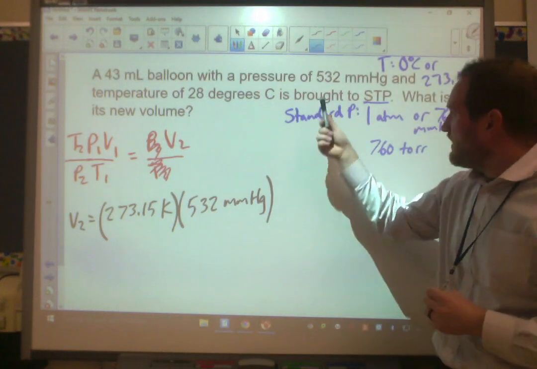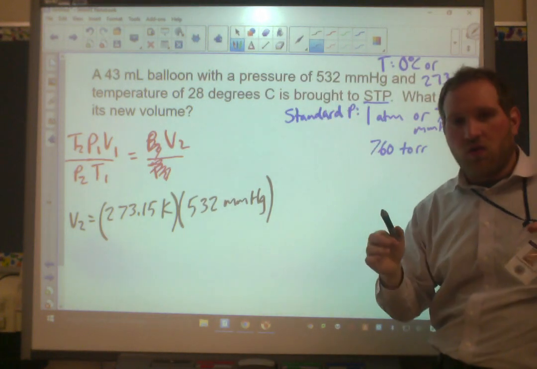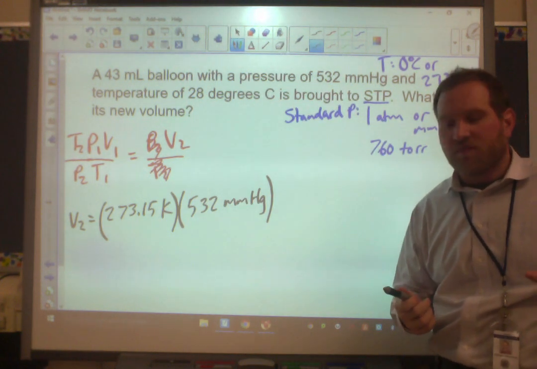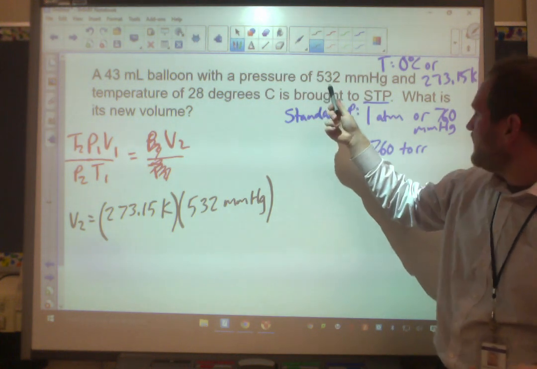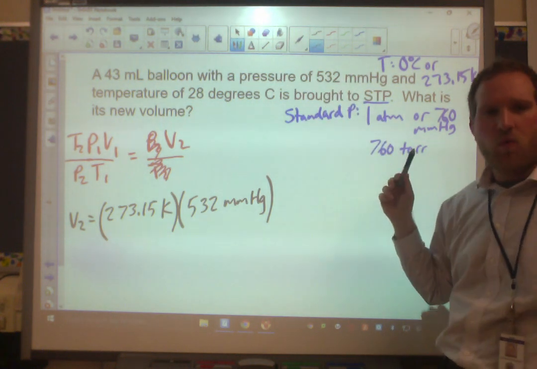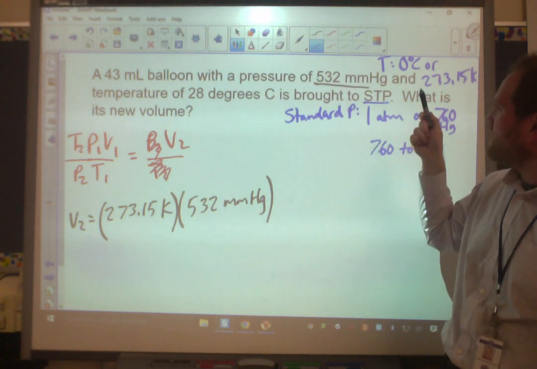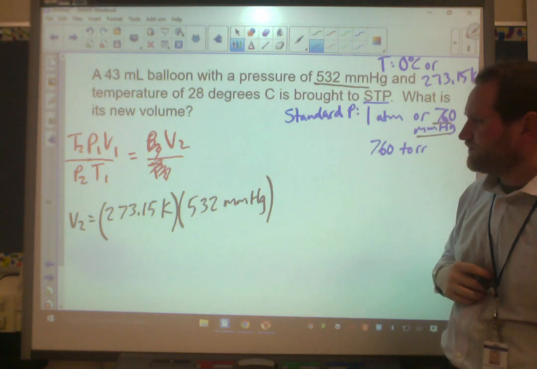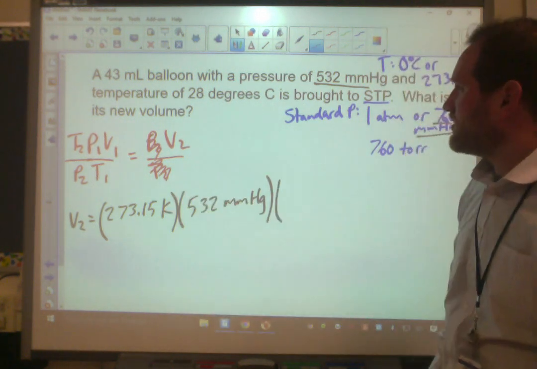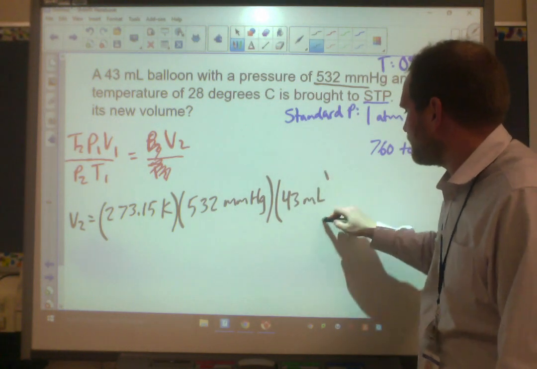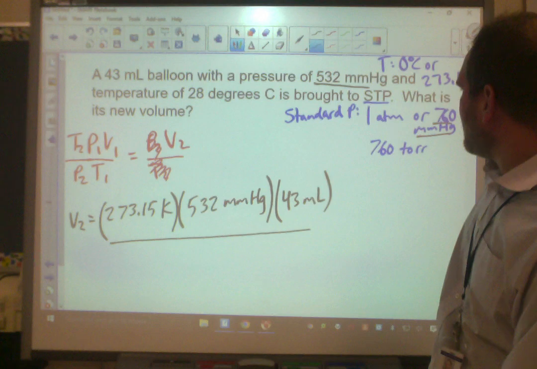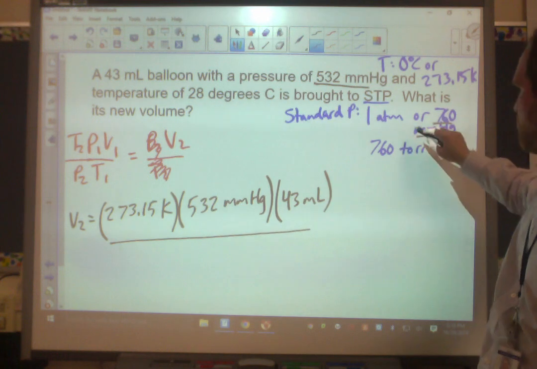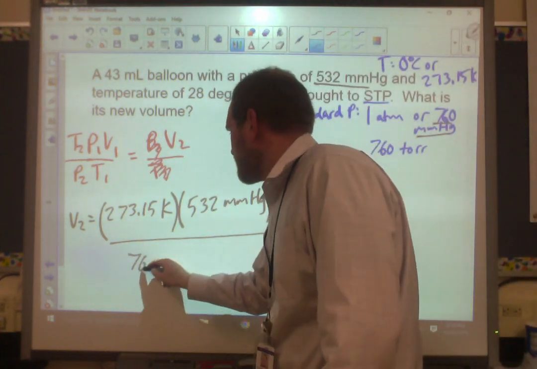Now you might say to yourself, hold on, don't I have to convert that to ATM? Well, no. Your pressure units have to be the same when you use P1 and P2, but they don't have to be ATM. You could turn this into ATM, and then your P2 would be 1 ATM, but why go through that effort? I would just keep this as 532 mmHg and use 760 mmHg as your second pressure. So T2, P1, V1's my initial volume, 43 milliliters, divided by P2, which is standard pressure. Now at this point, I'm going to be smart and choose the mmHg because it has to be the same unit. So 760 mmHg.